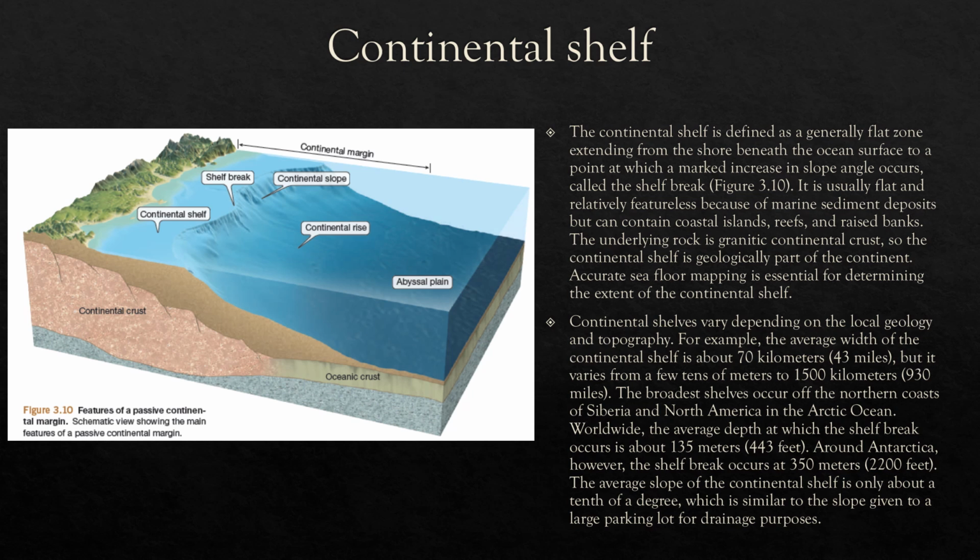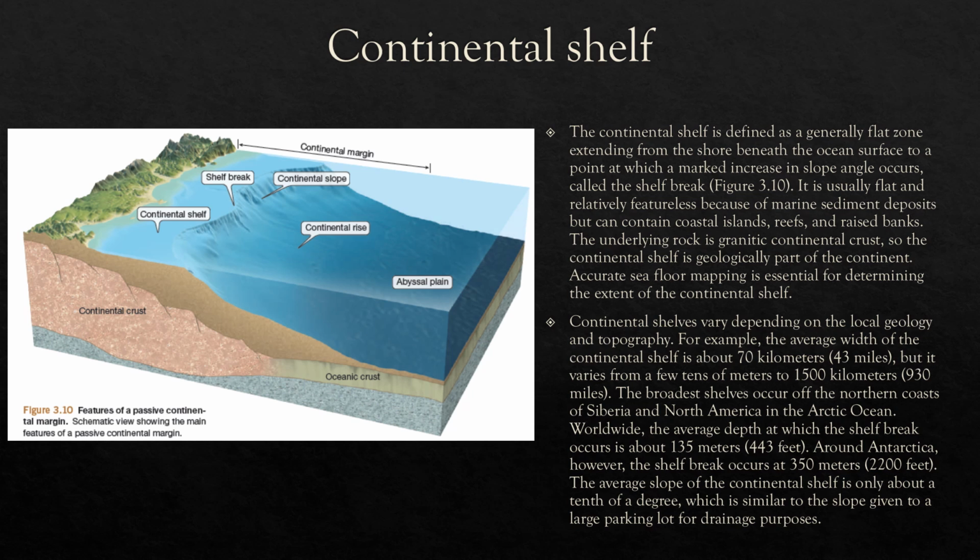Continental shelves also vary depending on the local geology and topography. For example, the average width of the continental shelf is about 70 kilometers, but it varies from a few tens of meters to even 1500 kilometers. The broadest shelves occur off the northern coasts of Siberia and North America in the Arctic Ocean. Worldwide, the average depth at which the shelf break occurs is around 135 meters. However, in Antarctica, the shelf break occurs at 350 meters.